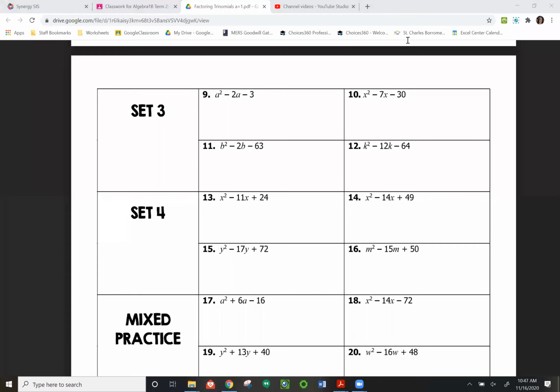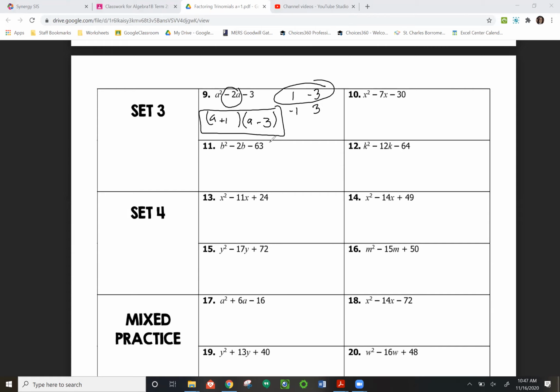Well, I've got a trinomial. The leading coefficient is 1, so I know they'll both start with an A, but what are my other two going to be? Well, I've got negative 3, so I know a positive 1 times a negative 3, or a negative 1 times a positive 3, are the only two pairs that multiply together to give you a negative 3. Now, they need to add together to get negative 2, so my winner is a positive 1 and a negative 3, okay?